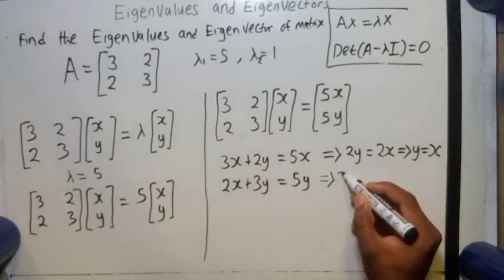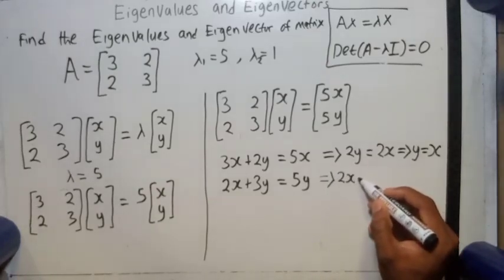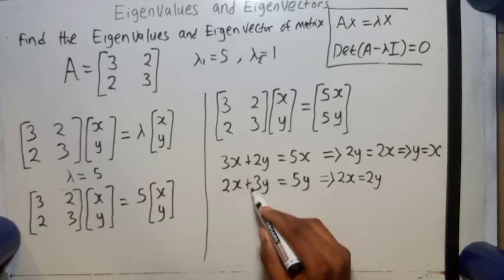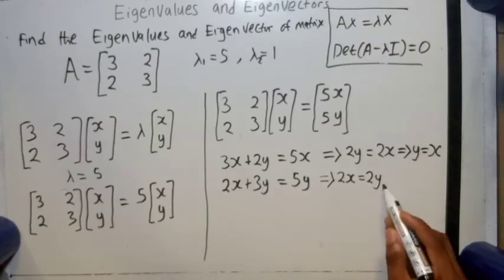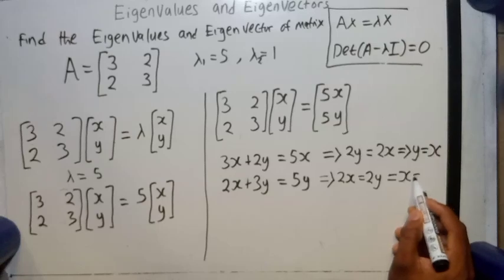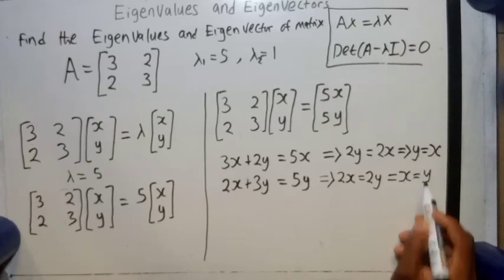Here we're going to be having that 2x is equal to, when this guy comes over here, it becomes 2y. This is 5. When this crosses, it becomes plus 5y minus 3y, we're having 2y. This is also telling us the same thing: that x is equal to y.